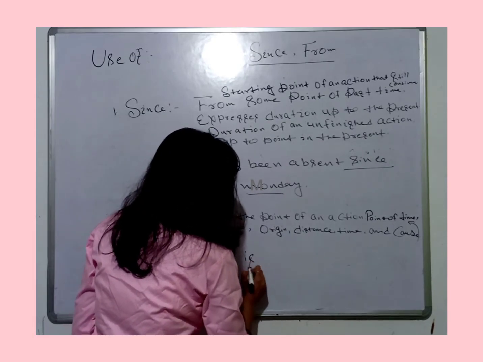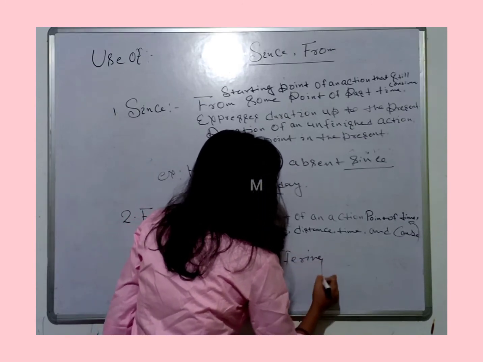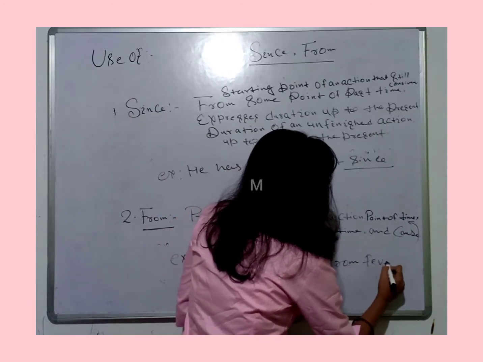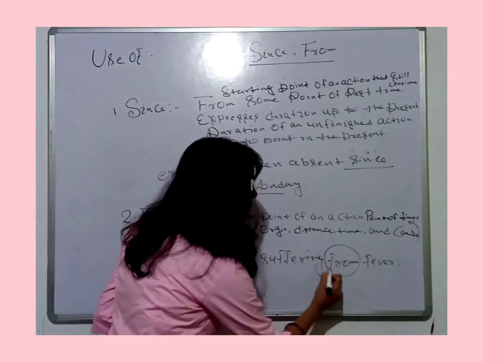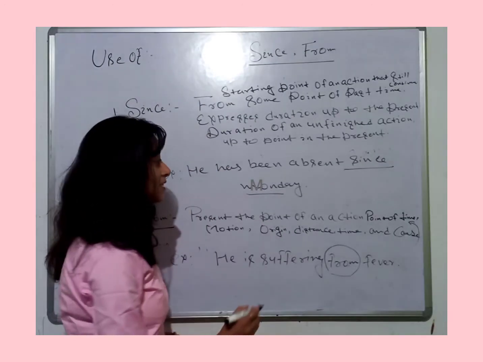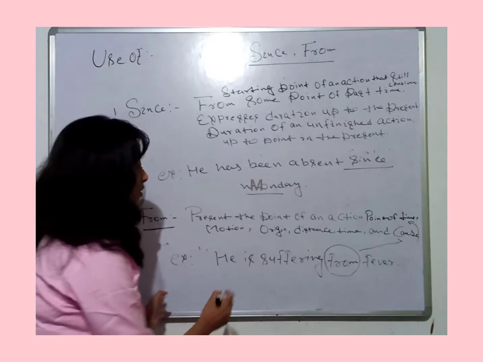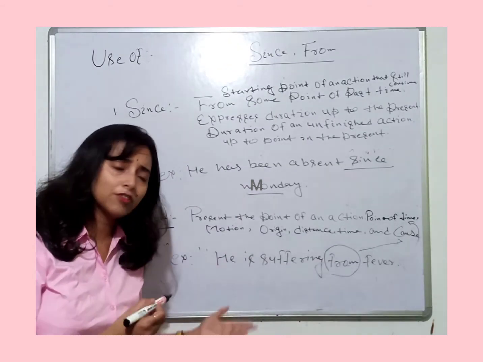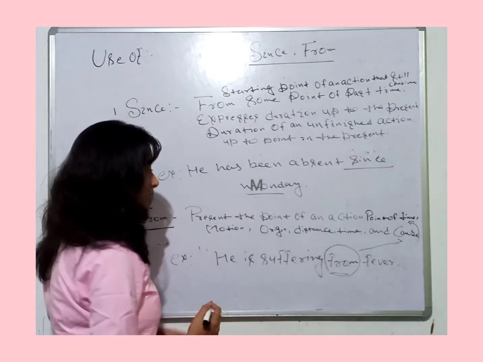He is suffering from fever. Now see, he is suffering from fever. Here from suggests cause. Why is he suffering? He is suffering from fever. Therefore, from is also used for cause.